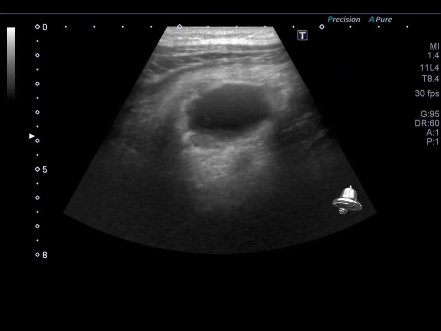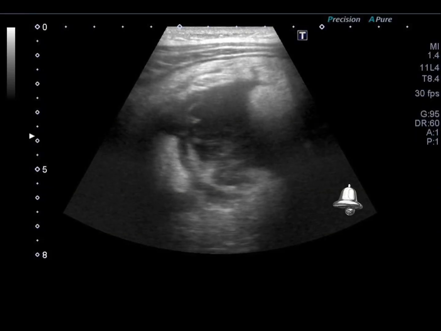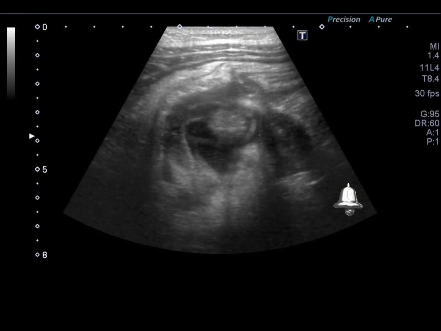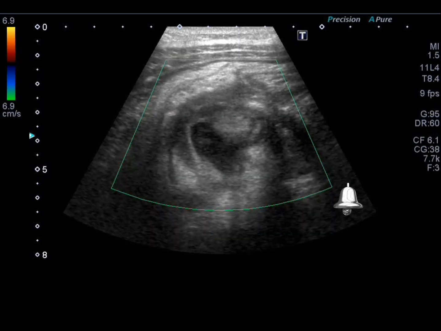Notice the texture inside the collection. It isn't clear fluid, it contains low-level internal echoes and purulent debris. When we apply color Doppler, the collection shows an absolute absence of significant vascularity, confirming it as an appendiceal abscess.